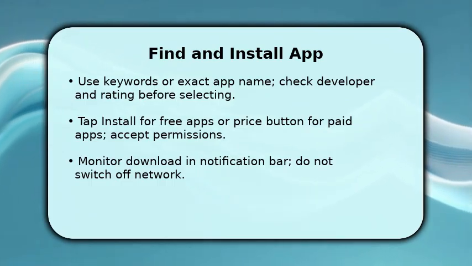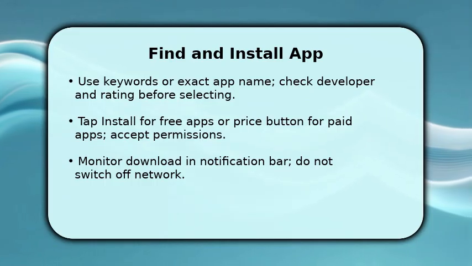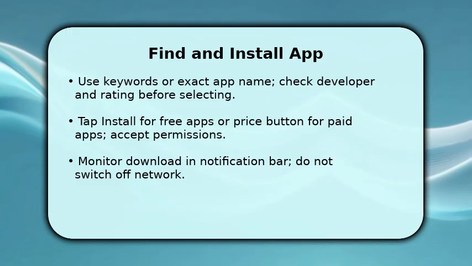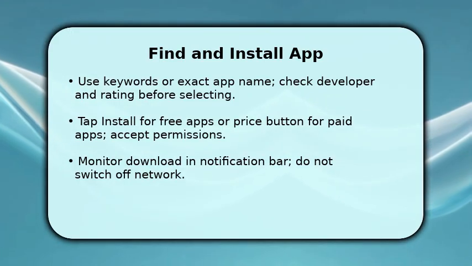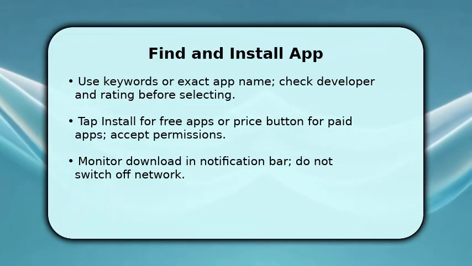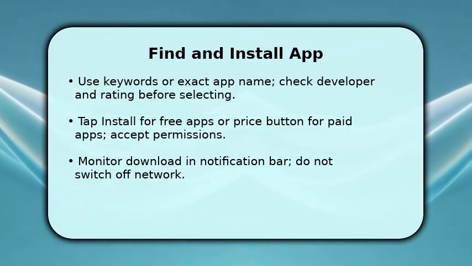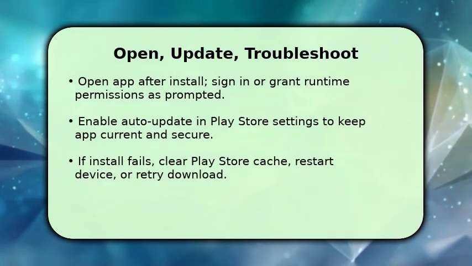While downloading, watch the notification bar so you know progress. Keeping the network active avoids interrupted or corrupted downloads, which is why you should not toggle airplane mode. You open the app and complete any first-time setup like signing in or allowing runtime permissions so features work correctly.